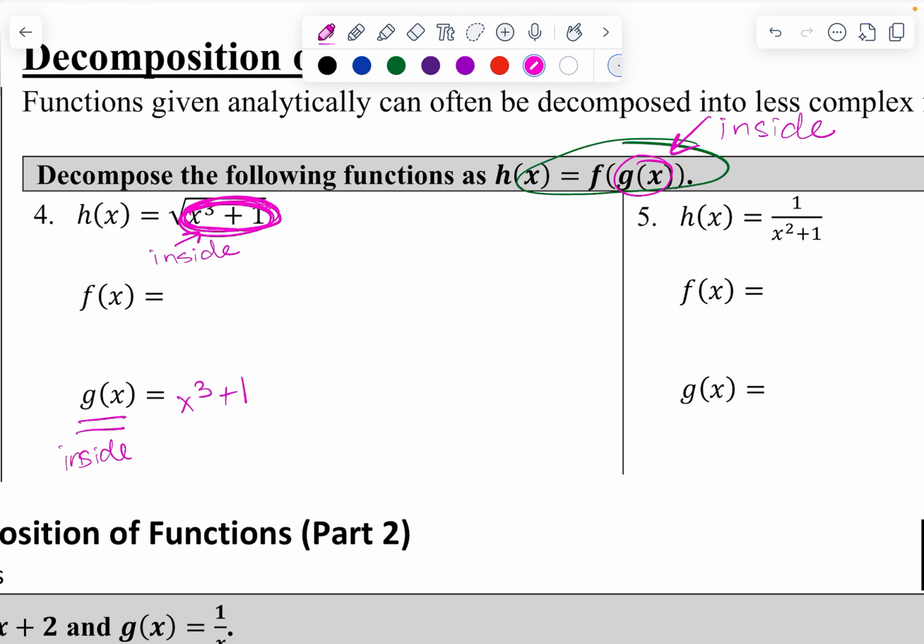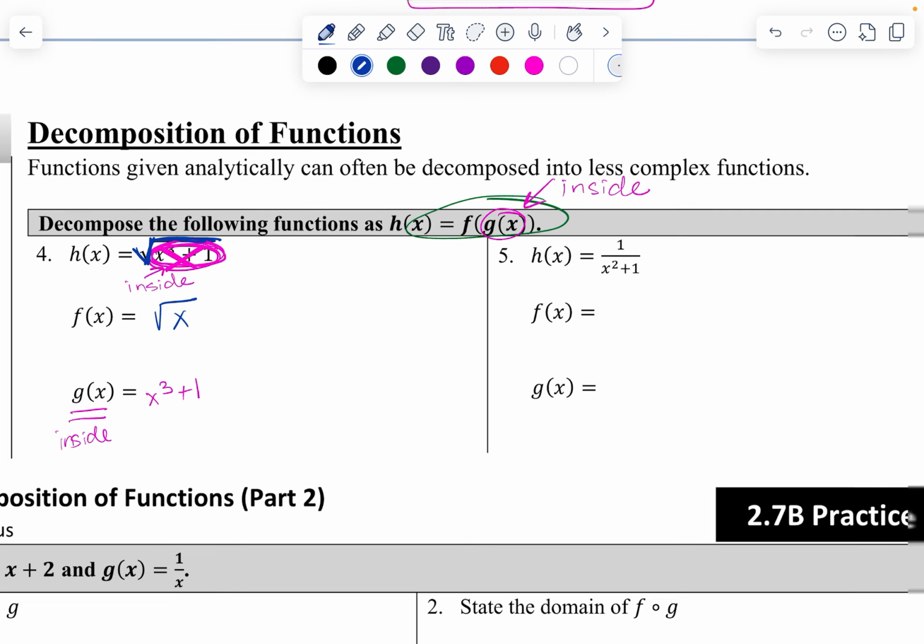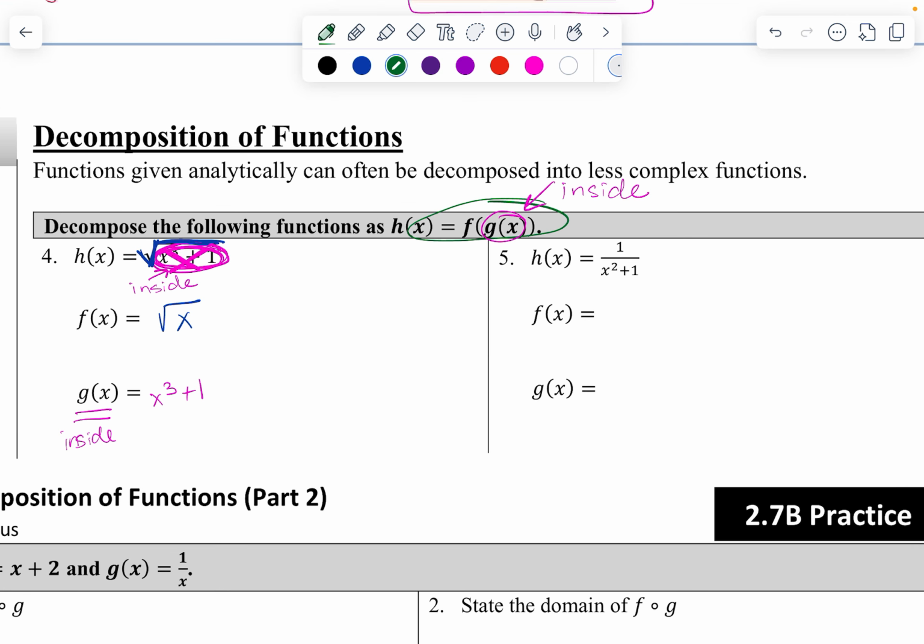So if I magically turned this into just an x, what would the outside function look like? Well, the outside function is just this root. So we know it's got to be the root of whatever x is. So same thing here. For number 5, we're going to look for the inside function and the outside function. So inside the denominator, I see x squared plus 1. So that tells me that the inside function, g of x, has to be x squared plus 1. And the outside function is going to be 1 over whatever this is, which we'll call x. So if I were to put g of x into x, this would give me my composed function.